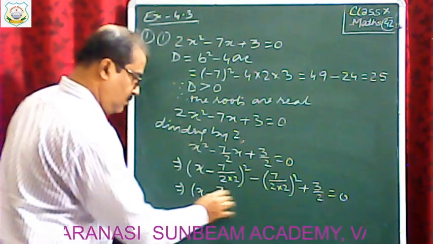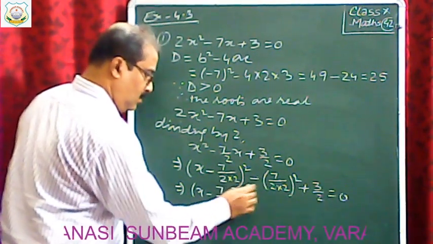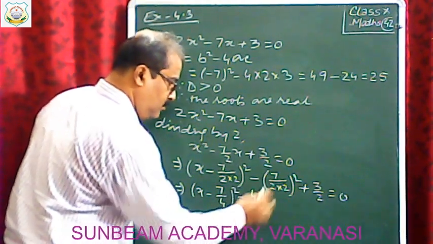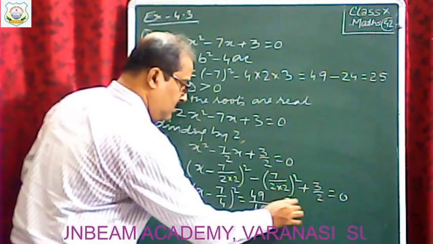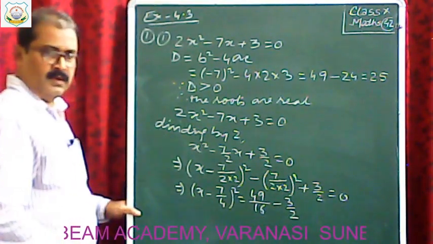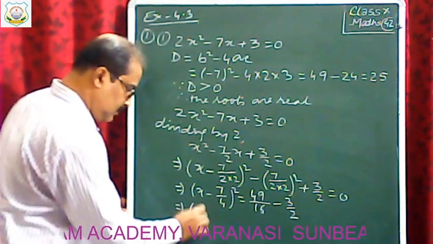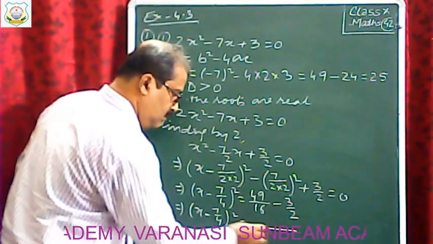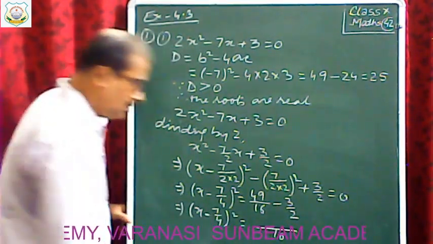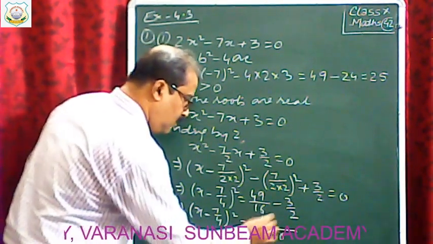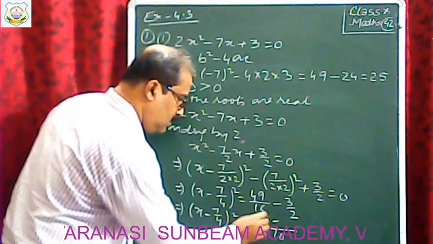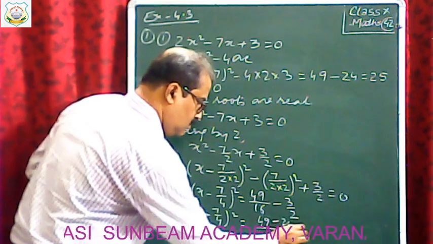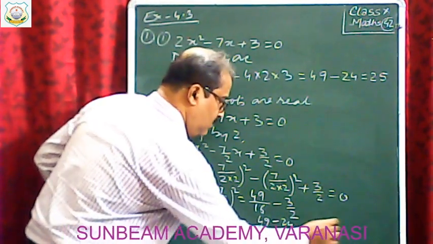x minus 7 by 4 as it is. Remaining you have to transpose. Okay, so minus plus 49 upon 16 minus 3 by 2. Okay, thereafter x minus 7 by 4 whole square equal to, take LCM, 16. Visible? Okay. 49 minus 8, 24. So finally we get 25 upon 16.